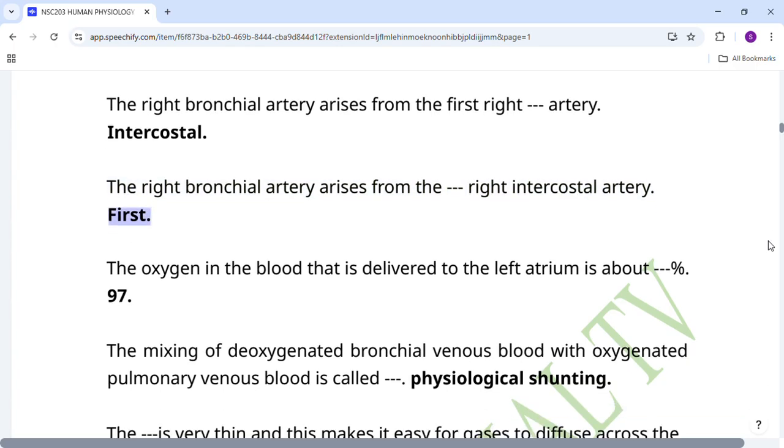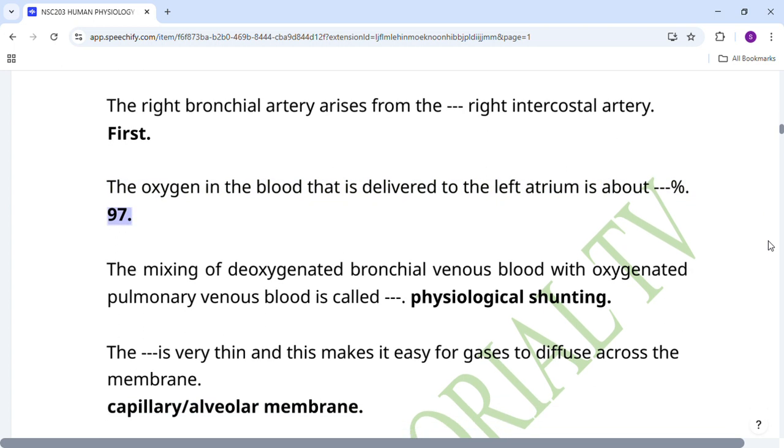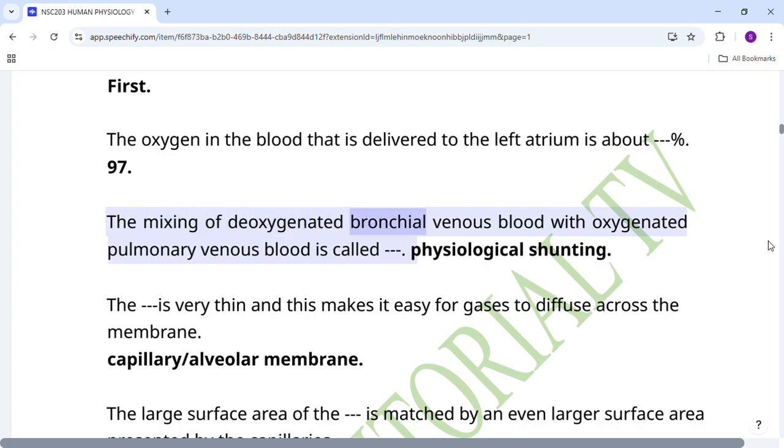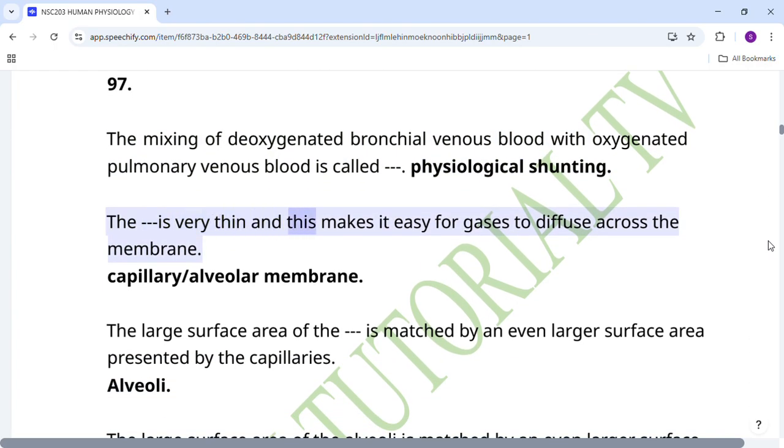The oxygen saturation of the blood that is delivered to the left atrium is about 97%. The mixing of deoxygenated bronchial venous blood with oxygenated pulmonary venous blood is called physiological shunting. The capillary/alveolar membrane is very thin, and this makes it easy for gases to diffuse across the membrane.